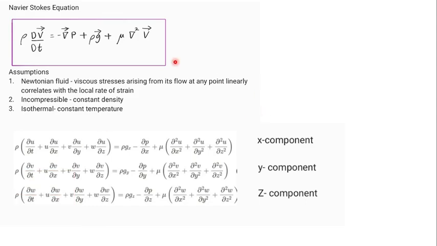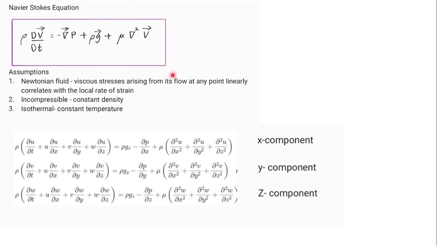Now the Navier-Stokes equation consists of the pressure, the gravity, and the viscous forces, right, equivalent to the mass times acceleration. Now before you arrive at this equation, you need to make several assumptions. That is, the fluid you're working on should be a Newtonian fluid. That is, the viscous stress should be proportionate to the rate of strain or rate of deformation. The fluid is to be incompressible and isothermal, constant density and temperature.